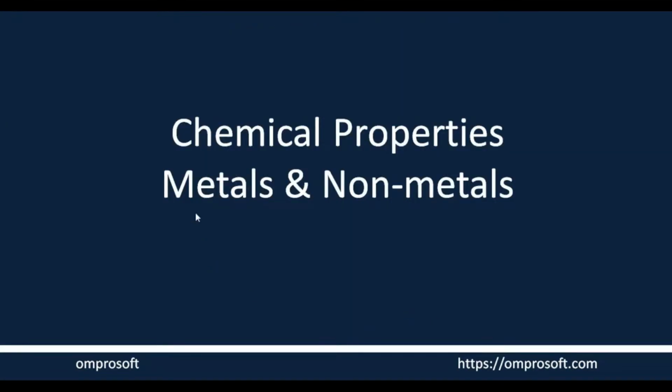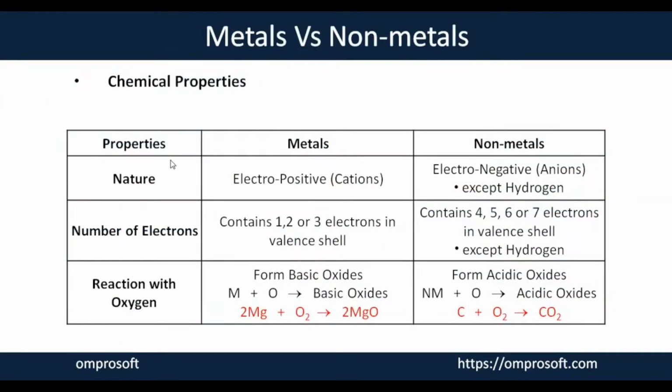In this session, we are going to differentiate metals and non-metals on the basis of their chemical properties. First, we discuss the nature of metals and non-metals. Metals are electropositive in nature, which is also called cations, because when metals take part in a chemical reaction, they always give electrons to other elements. That is why they are called electropositive elements.